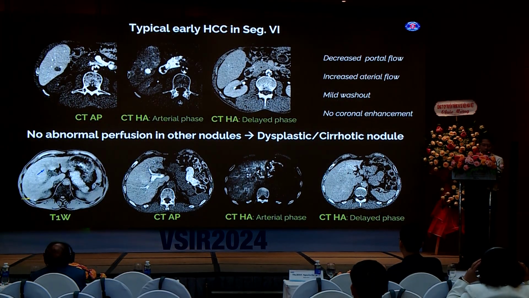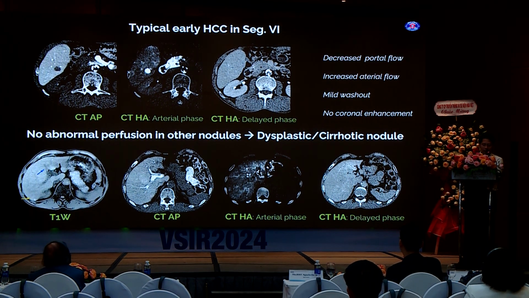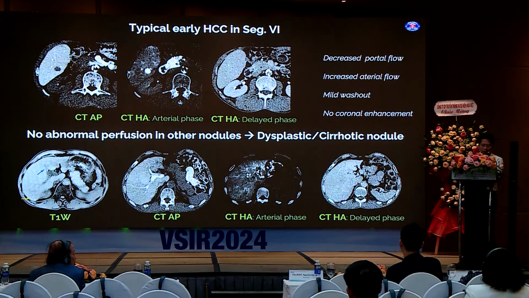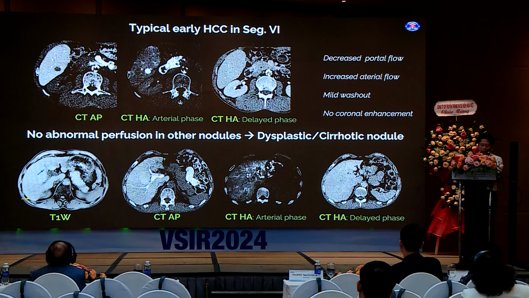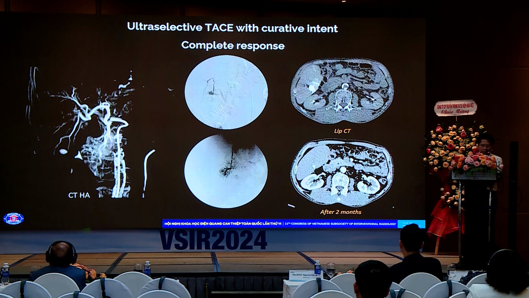So on angiosync during the TACE procedure, you can see a small lesion in segment 6 has decreased portal flow in CTAP and increased arterial flow and has mild washout but no corona enhancement. So the feature is typical for an early HCC. In the other nodules, there is no abnormal flow perfusion in CTAP and CTHA, so they are probably dysplastic and cirrhotic nodules. So we decided to perform ultraselective TACE with epirubicin for the small HCC, and the lesion has completely responded after treatment.